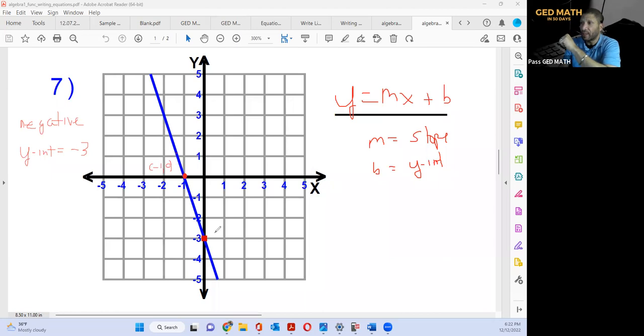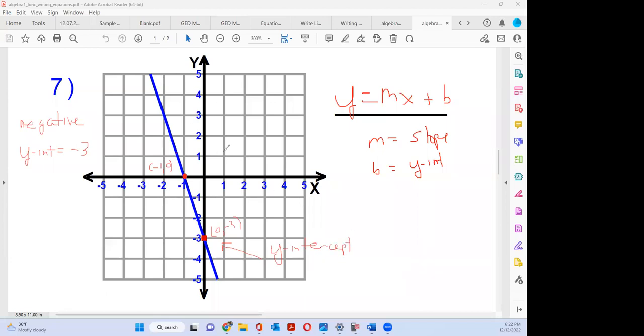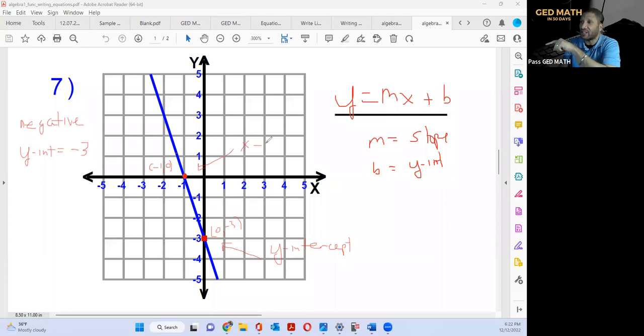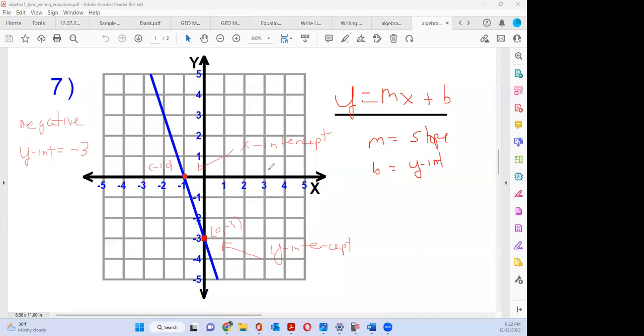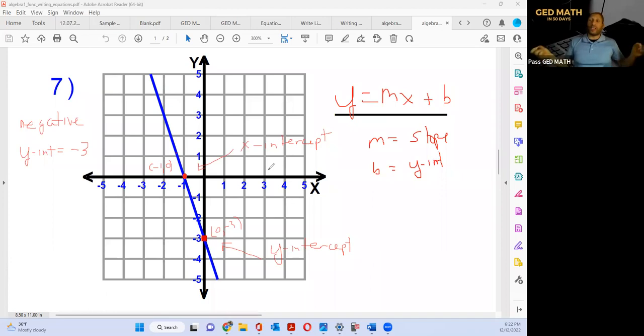This point is 0, -3. This is known as my y-intercept. This is known as my x-intercept. Remember, the y-intercept is where the line crosses the y-axis. The x-intercept is where the line crosses the x-axis. But I really didn't go into the x-intercept, did I? I didn't really call it that because to find the equation of a line, you need the y-intercept. It's just for this problem.